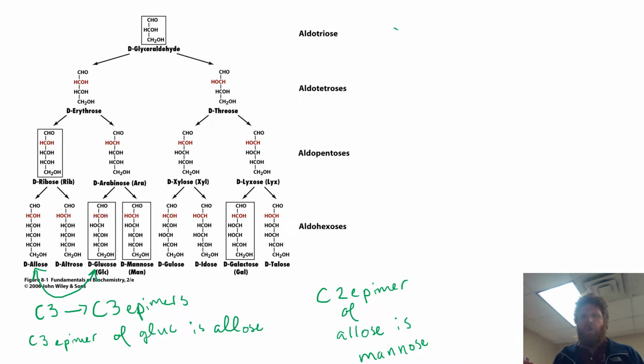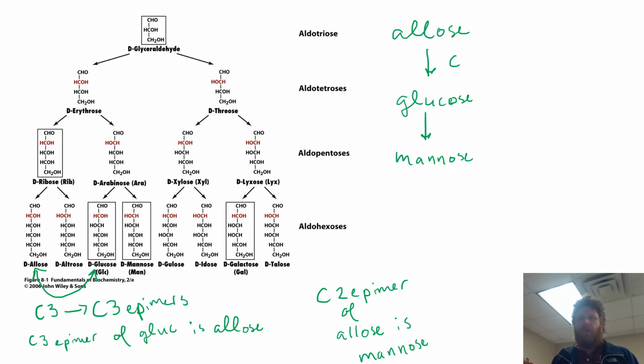So the relationship between allose and mannose is bridged by glucose, because allose is related to glucose, being that they are C3 epimers, and glucose and mannose are related as they are C2 epimers. So that's one way that you could show a relationship.